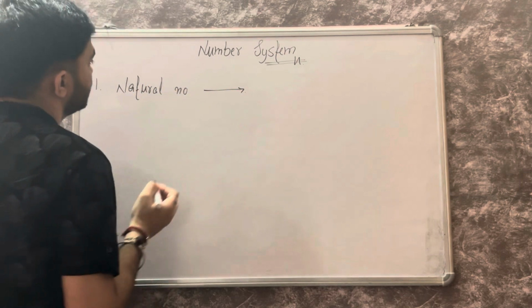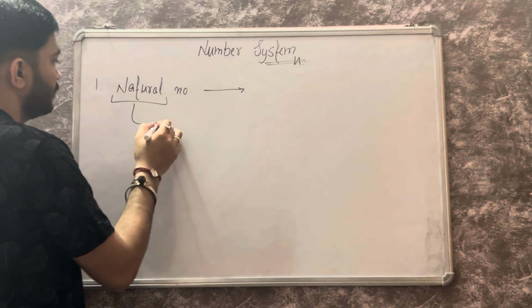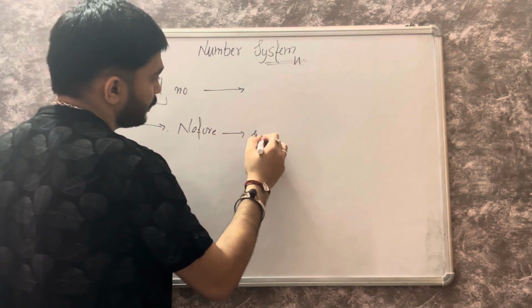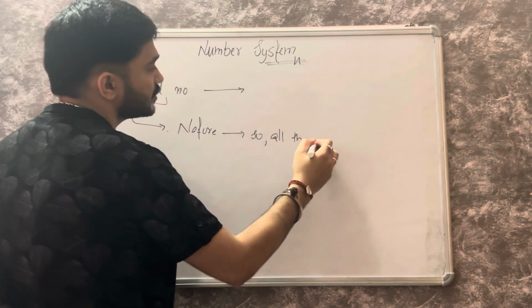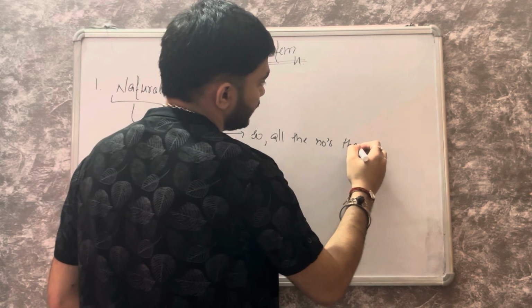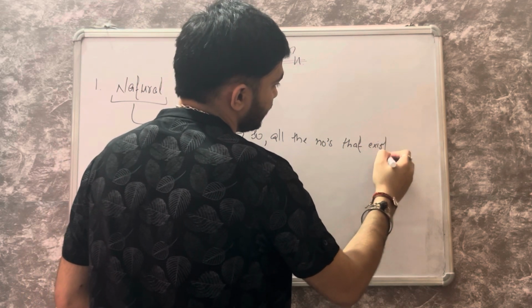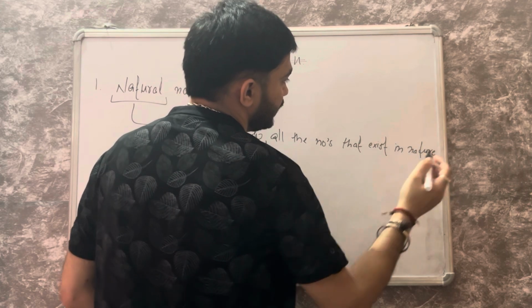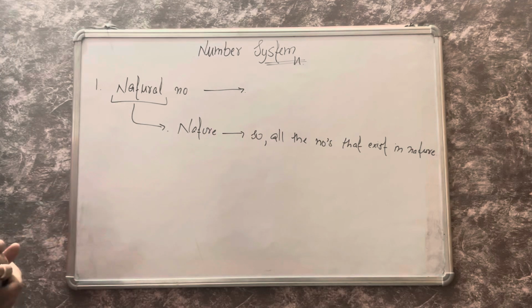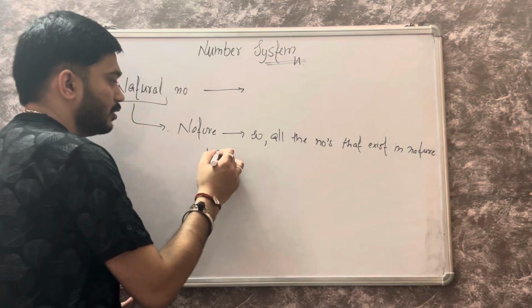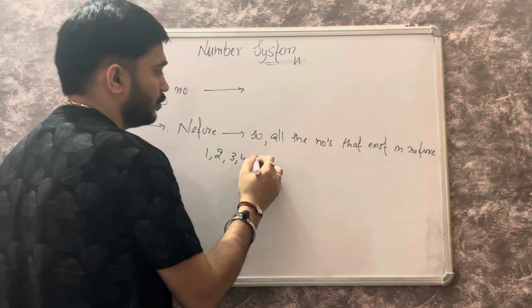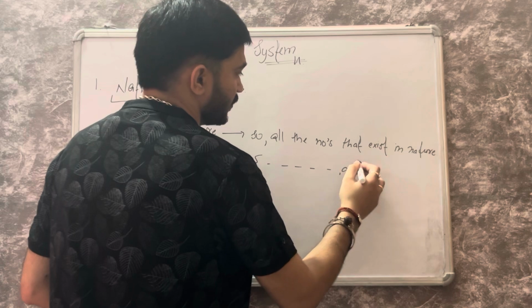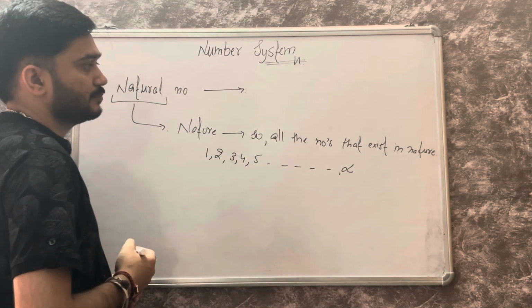What are natural numbers? As described from the name, natural means nature. So all the numbers that exist in nature, that exist in our nature, are called natural numbers. What are those numbers? 1, 2, 3, 4, 5, and so on to infinity are known as natural numbers. Any doubt?